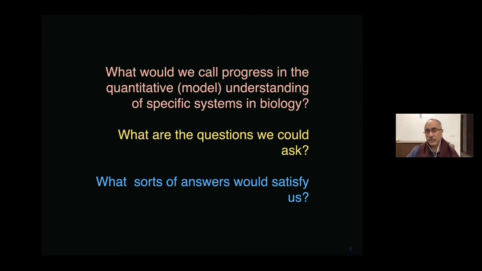What would you call progress in the quantitative modeling and understanding of specific systems in biology? What is your benchmark? What is your minimum program for saying that a theory works or it doesn't work? Then the question is, what are the questions we could ask? And together with that is, what sort of answers would satisfy you as potential answers to that question? One needs to understand this in advance in order to not set one's sights too high in terms of what you can deliver versus the specific problem that you want to think about.